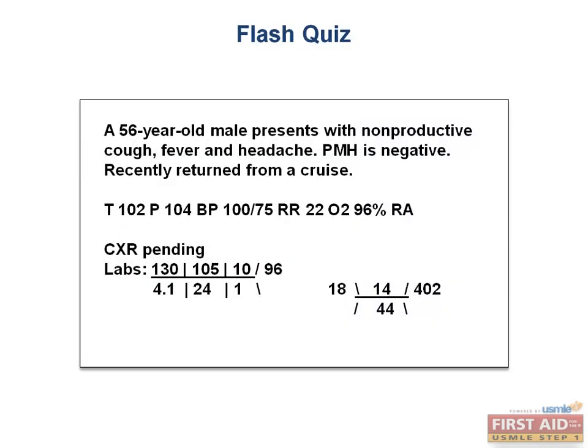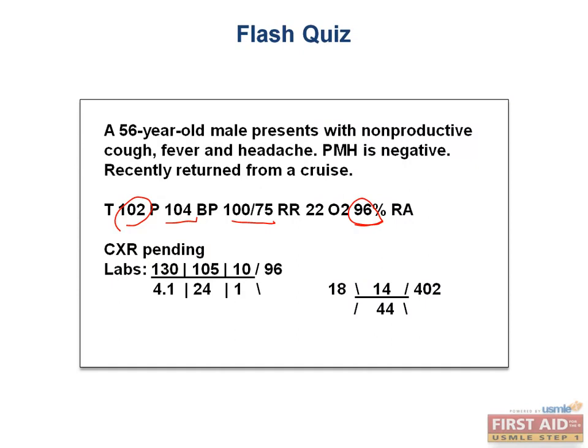Okay, time for another flash quiz. This one is a clinical vignette. A 56-year-old man presents with a couple days of non-productive cough. He also has some fever and headache. No real past medical history, but he does mention that he recently returned from a cruise. Okay, he came back from a cruise. Vital signs. Pretty high fever, 102 degrees. That's high. He's tachycardic, but he's normotensive. O2 sat looks okay at 96%. You get a basic set of labs, and your chest x-ray is pending.